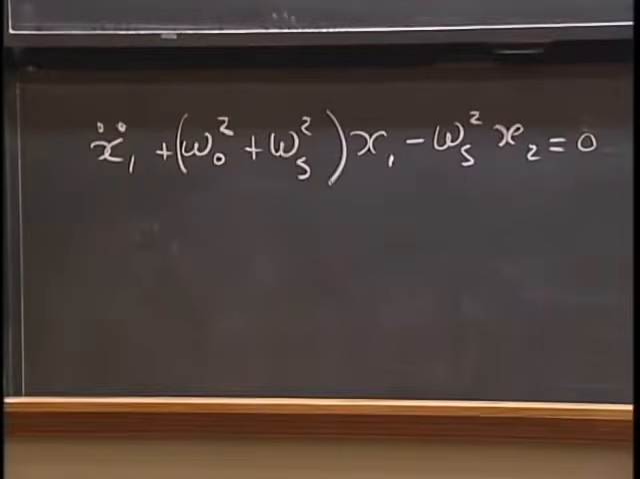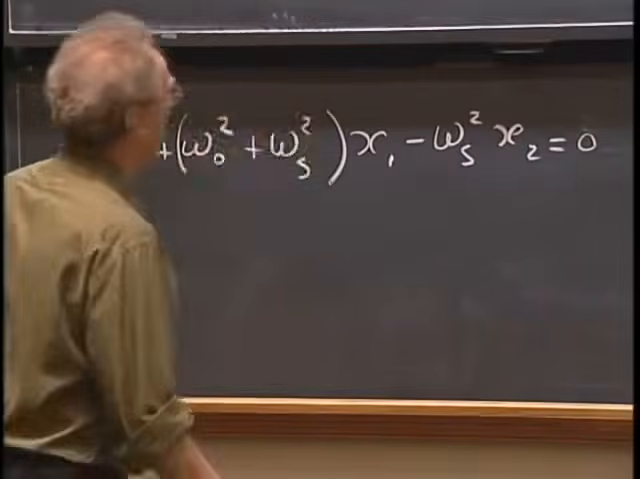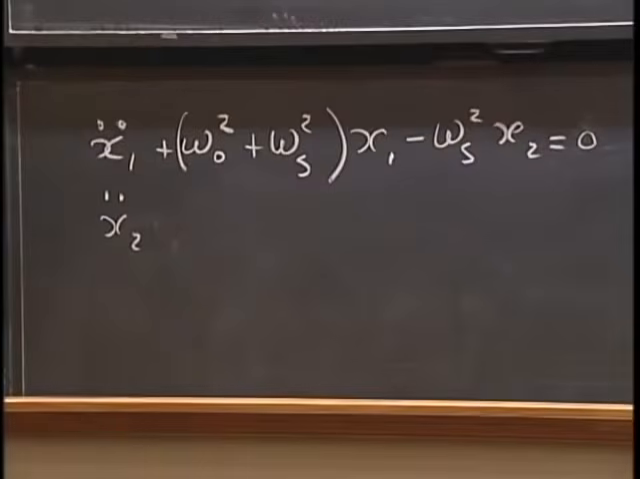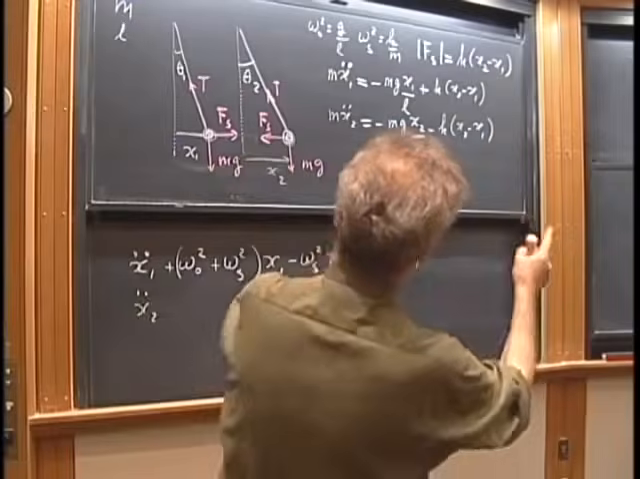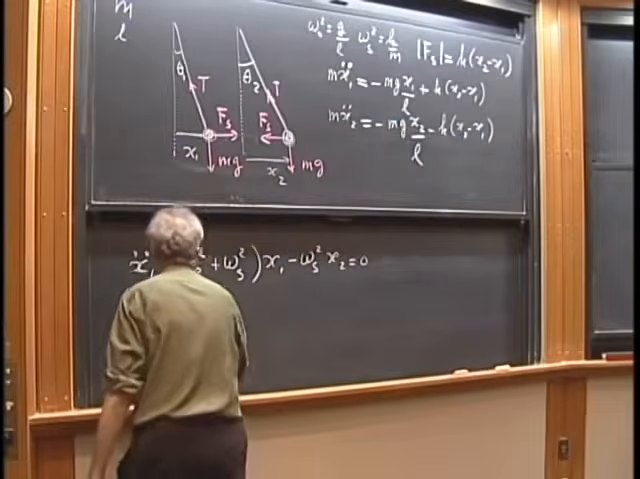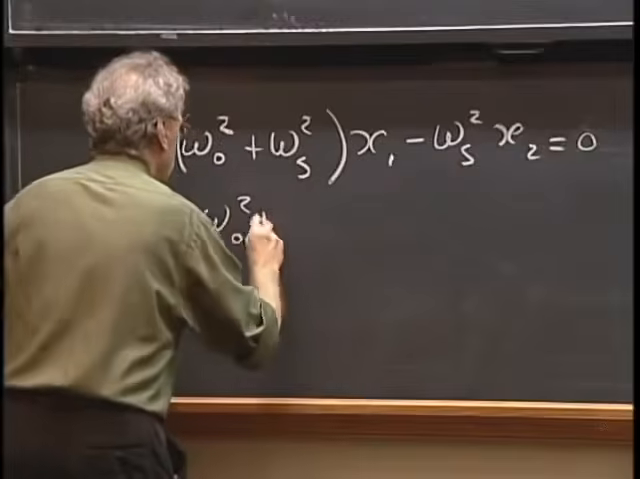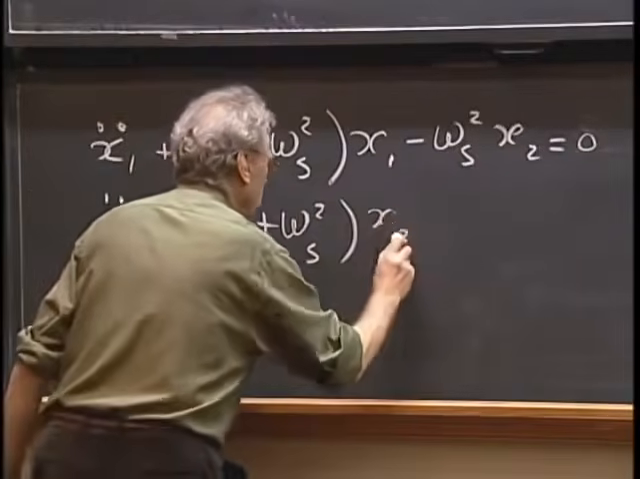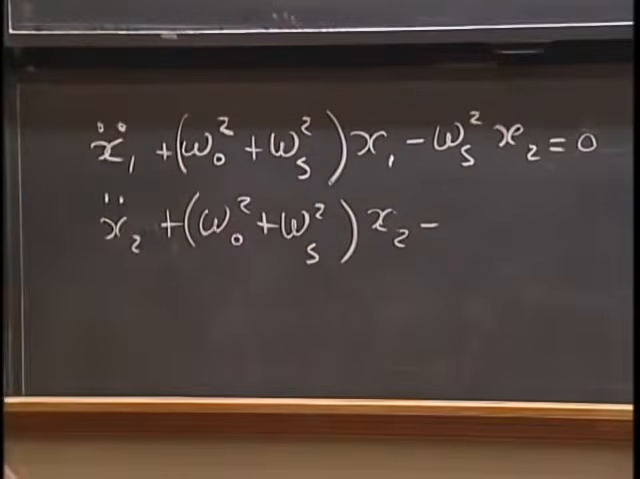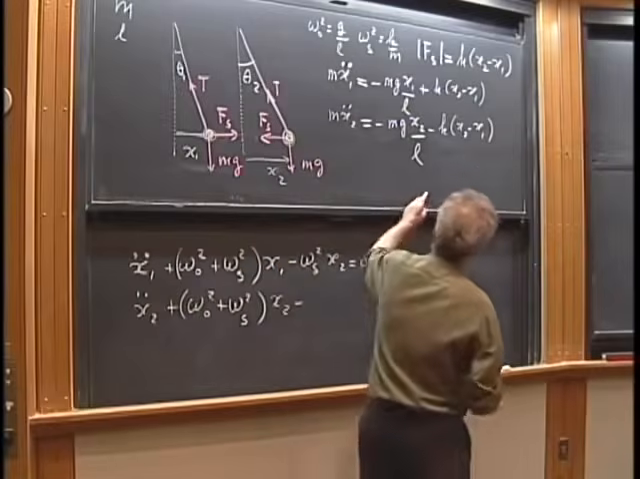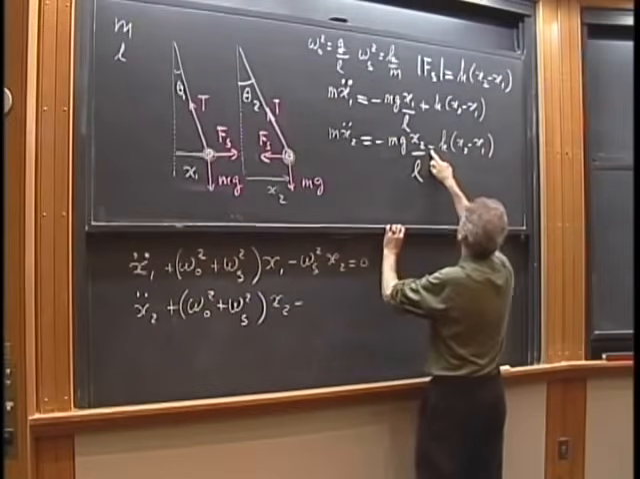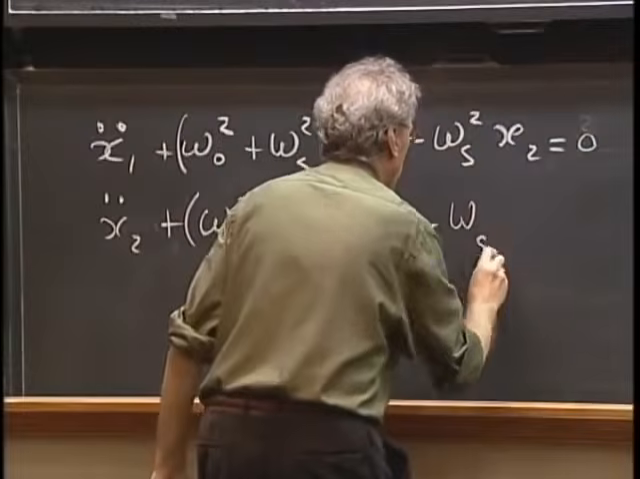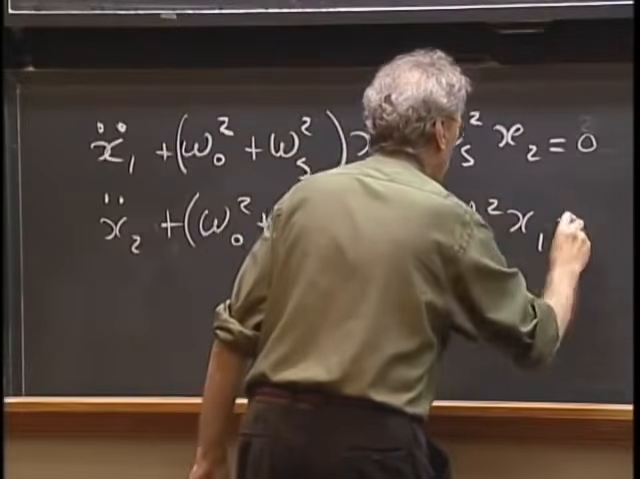And then we do the next one. We get x2 double dot. I get the same terms. I get an omega 0 squared and I get an omega s squared times x2, and then I get this plus, minus times minus is plus, so I get minus omega s squared times x1 equals 0.